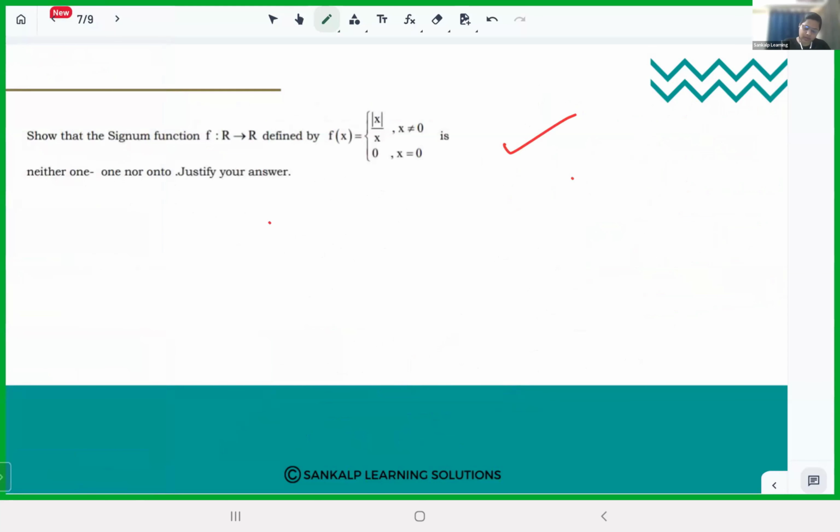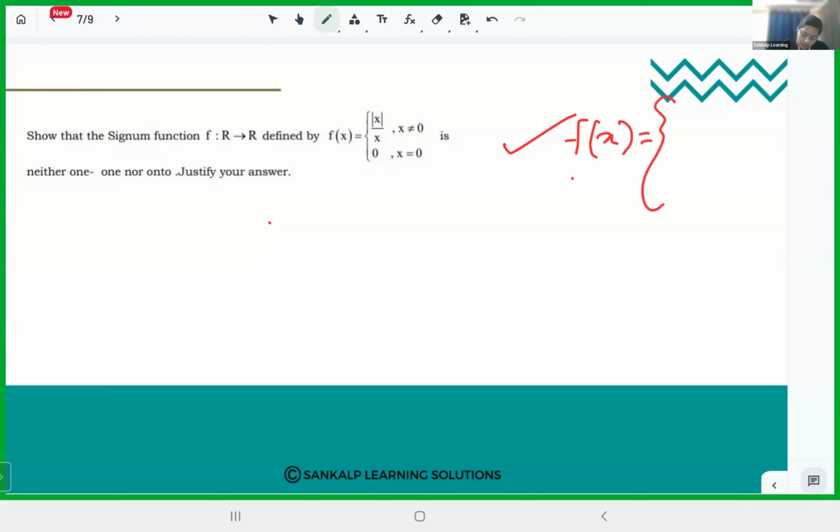So this one, first of all, you should understand the function. It is the signum function, and we have to show that it is neither one-one nor onto. All right. So first of all, we can rewrite this function. We are going to understand what this function is.